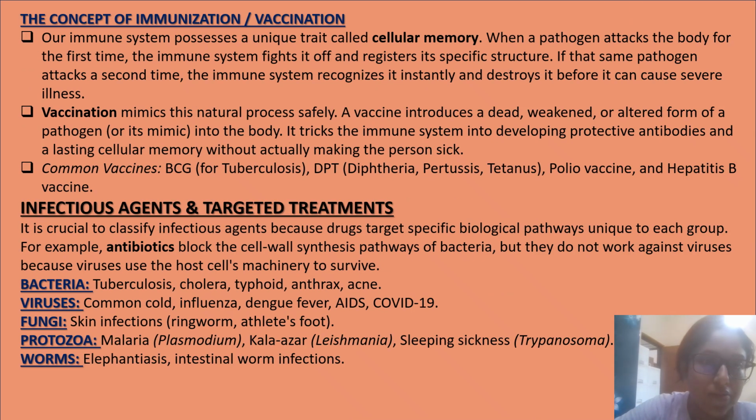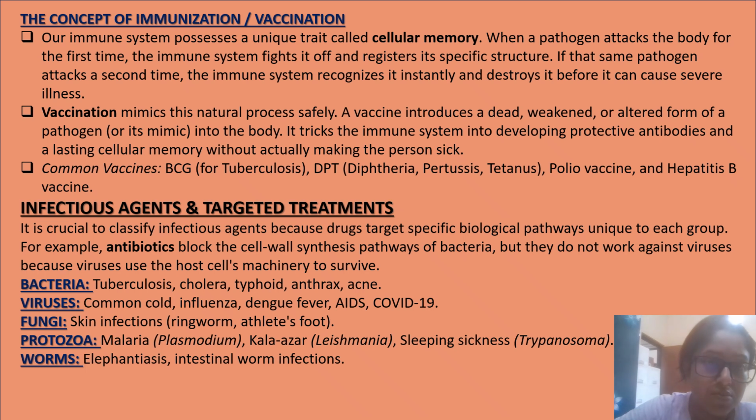Next, the concept of immunization and vaccination. Our immune system possesses a unique trait called cellular memory. When a pathogen attacks the body for the first time, the immune system fights it off and registers its specific structure. If that same pathogen attacks a second time, the immune system recognizes it instantly and destroys it before it can cause a severe illness.